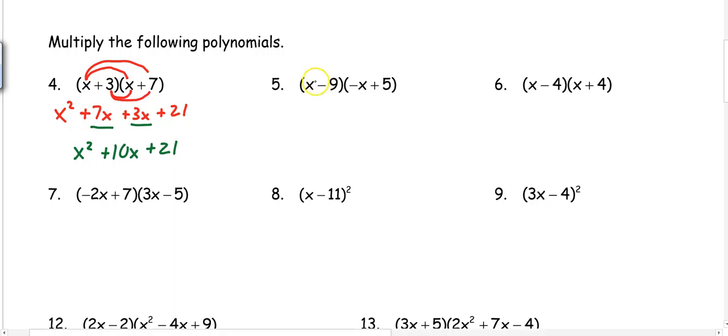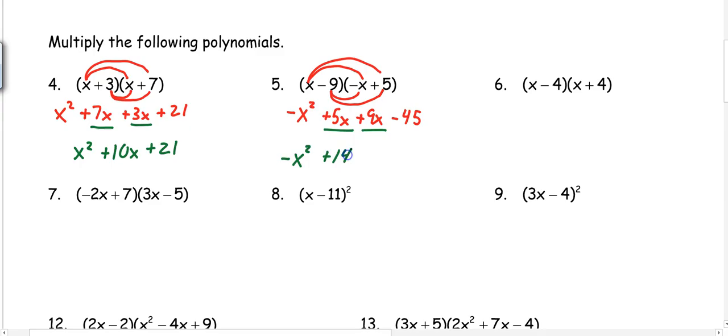Number 5, when I multiply, first I'm going to do x times negative x, which gets us negative x squared. X times 5, which gets us plus 5x. Negative 9 times negative x, which gets us 9x. Positive. It's positive because two negatives always make a positive. And then negative 9 times 5 gets us minus 45. Now in this case, again, we have x's that are like terms, so they're going to combine together. So we get negative x squared plus 14x minus 45.